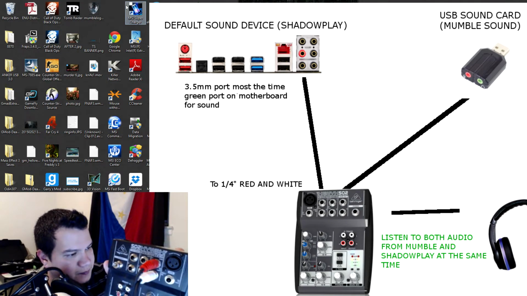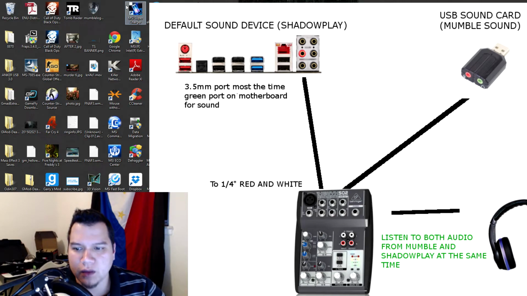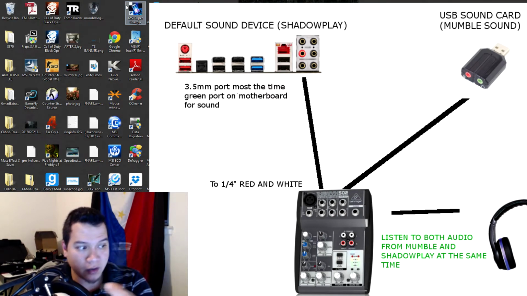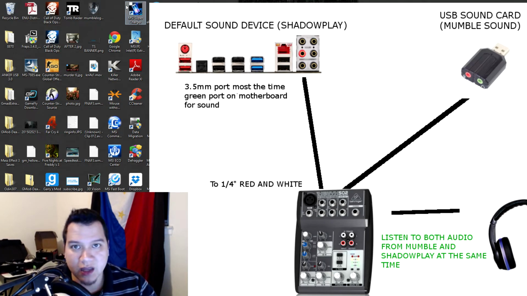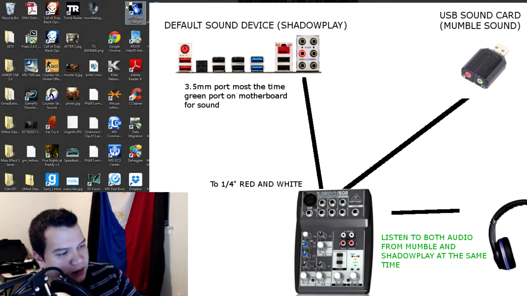So basically all I've done is you take this mixer and you plug in right and left like that. After you plug in the quarter inch right and left channels into the mixer, the other end, like this, will go right into your motherboard, the onboard sound or sound card, whatever you're using as your default device for Shadowplay. And you'll have a cord exactly the same way. You'll plug it in right next to it on the mixer, and same exact thing. This end will go into the USB sound card to listen to Mumble.